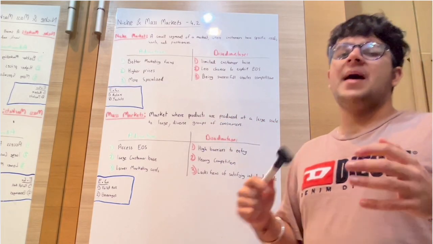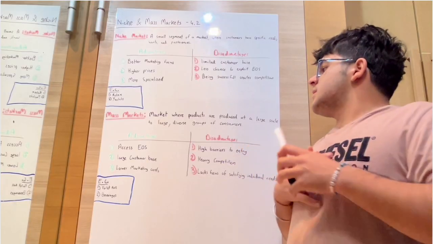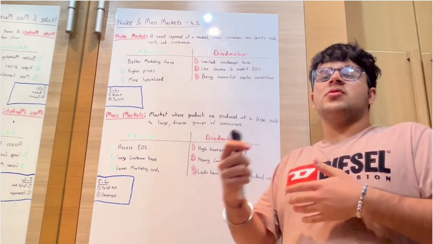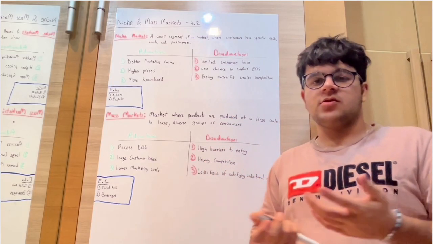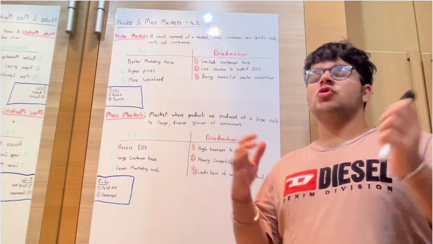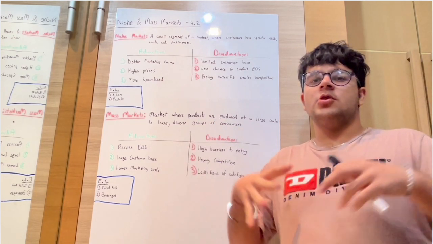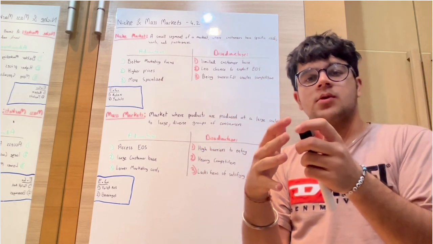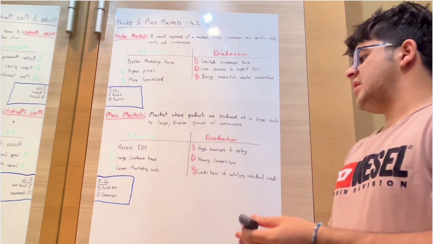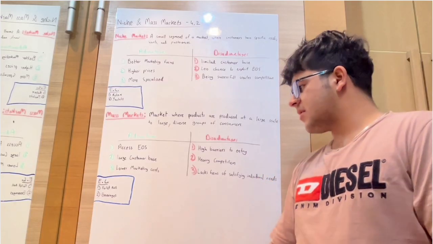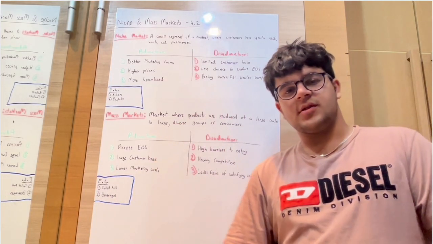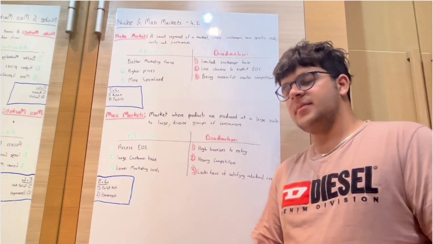Okay, so now we move on to mass markets. Mass markets are just markets where products are produced at a large scale and produced to a large diverse group of consumers, okay? These are basically everyday products and there's so many competitors, there's so many consumers, because it's just appealing to practically everyone. Now obviously like toilet roll, beverages, there's hundreds of thousands of toilet roll companies, every single person uses it. Every single person drinks a drink, hundreds of thousands of beverage companies.